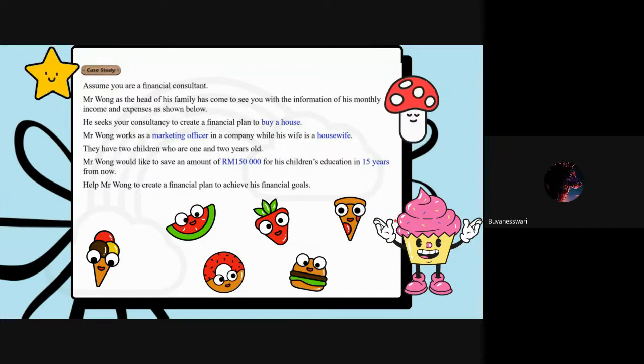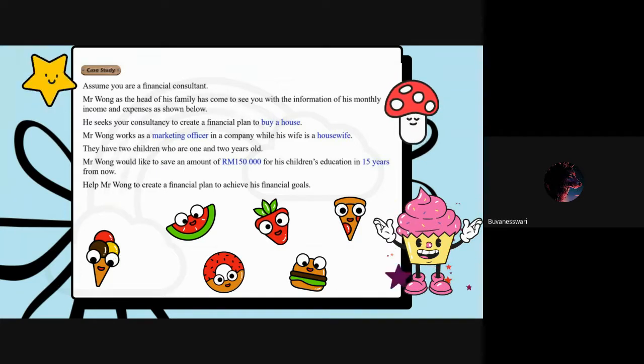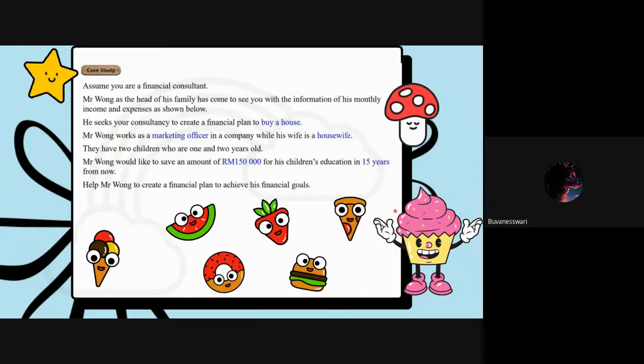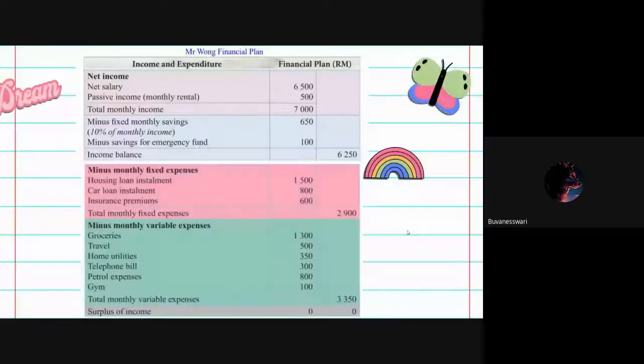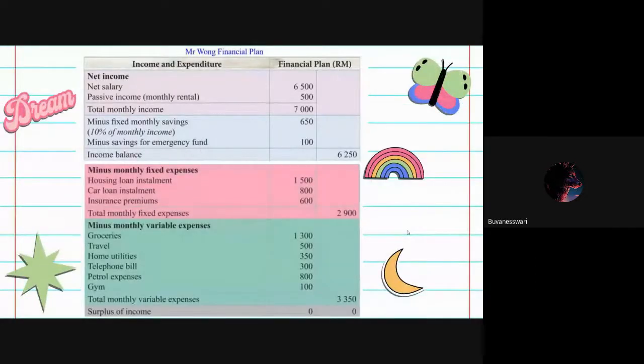Mr. Wong would like to save an amount of 150,000 ringgit for his children's education in 15 years from now. Help Mr. Wong to create a financial plan to achieve his financial goals. Next slide. Okay, so please observe Mr. Wong's financial plan before I start to explain the solution. Okay, Sharon, next slide.